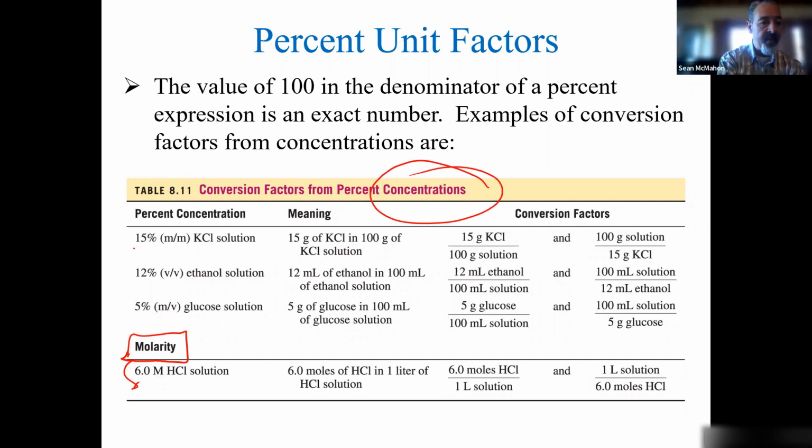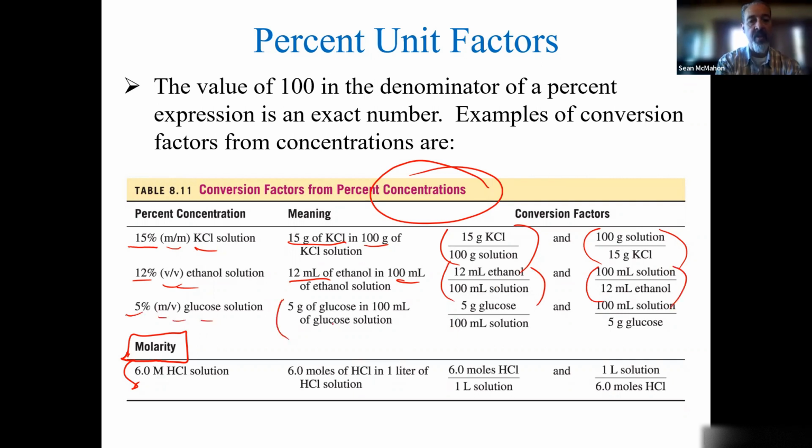What we see is, if I tell you I have a 15% mass to mass potassium chloride, there's 15 grams of potassium chloride per 100 grams of solution, and I can make a conversion factor, and I can flip it. If I have a 12% volume to volume, there's 12 mils of ethanol per 100 mils of water. I can make a conversion factor. 5% mass to volume glucose, 5 grams of glucose per 100 mils of solution, right?